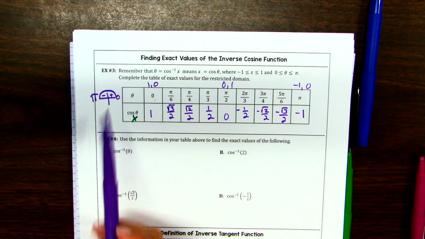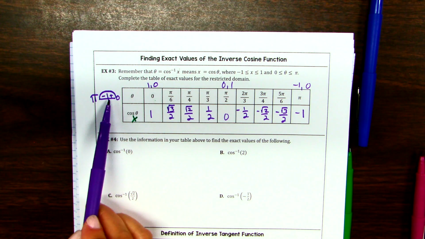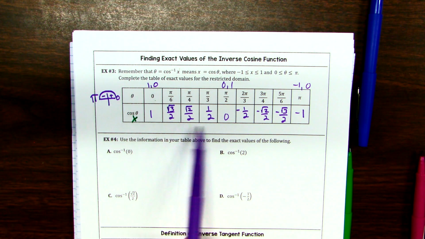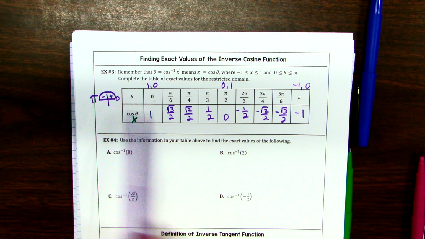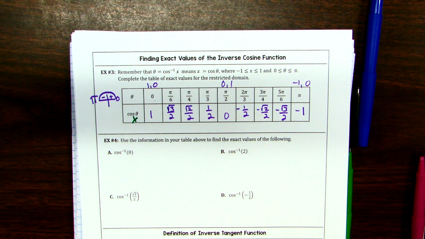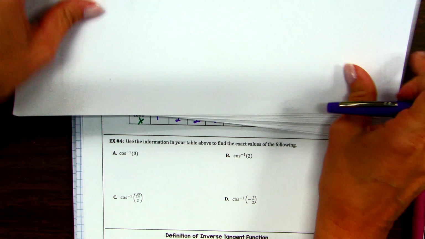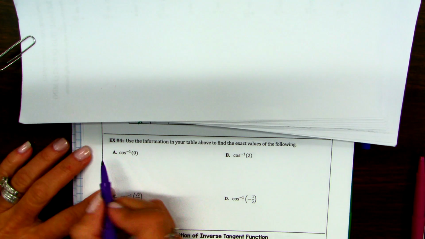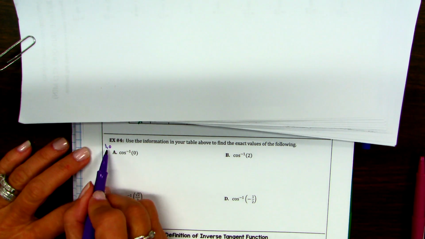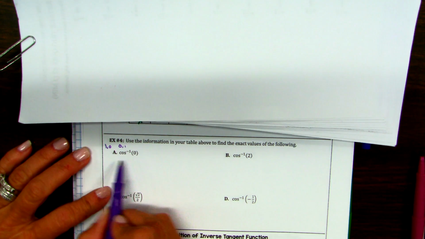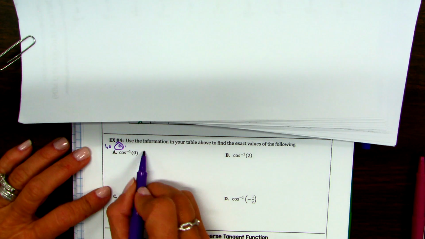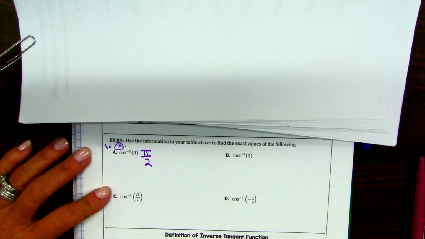So again, we're in quadrant 1 or 2 only for inverse cosine. In quadrant 1, cosine is positive, and quadrant 2, cosine is negative. But the values are the same, right? So again, going through these, okay, 1, 0, okay, it's not there. Oh, it's up at the top. 0 is the x value. That'd be pi over 2.